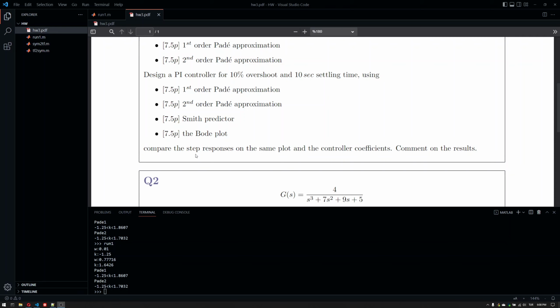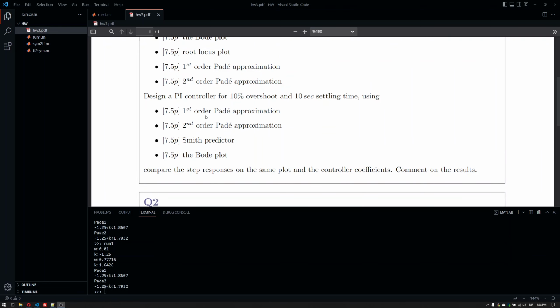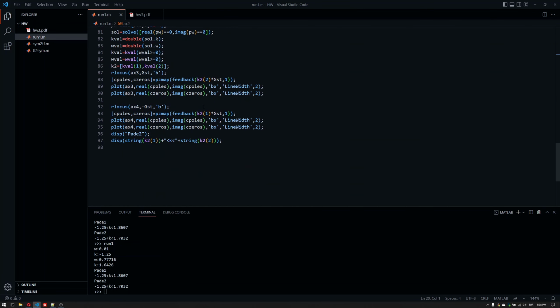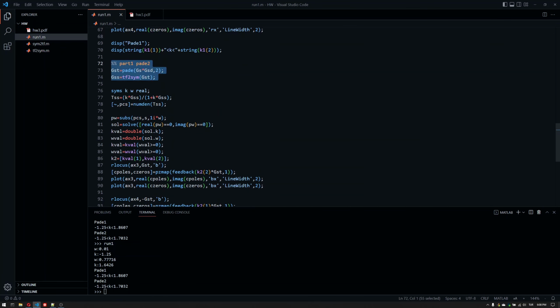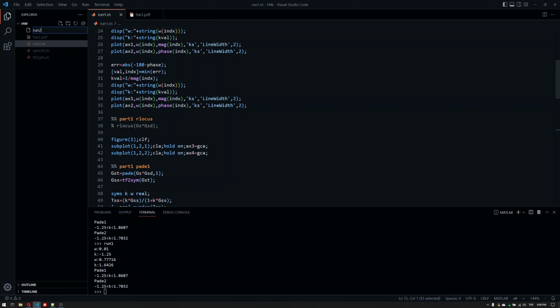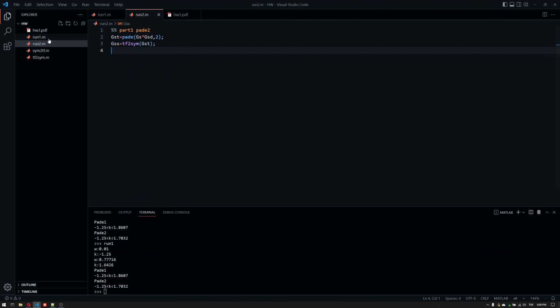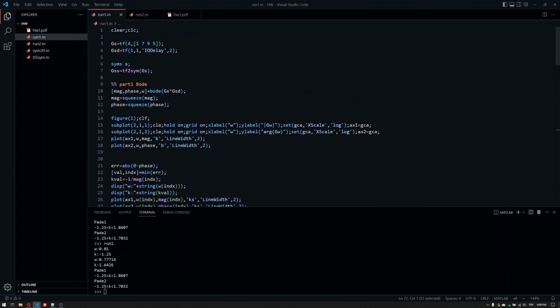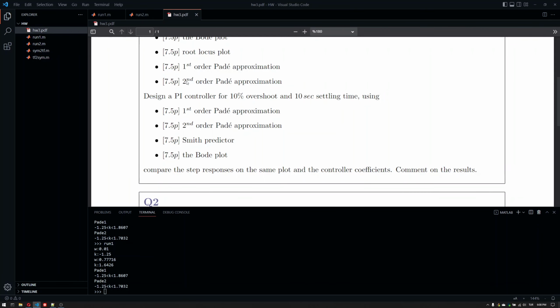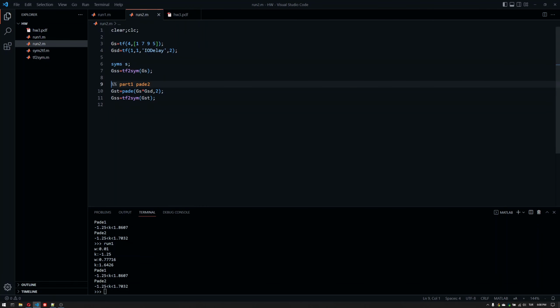So let's go on with the second part of our question 1, being to design the PI controller. Now, let's copy some part of it to a new script. So let's come back here. These seem to be nice. So the first one is the first order Padé approximation. So let's start with that. So part 2, Padé 1.